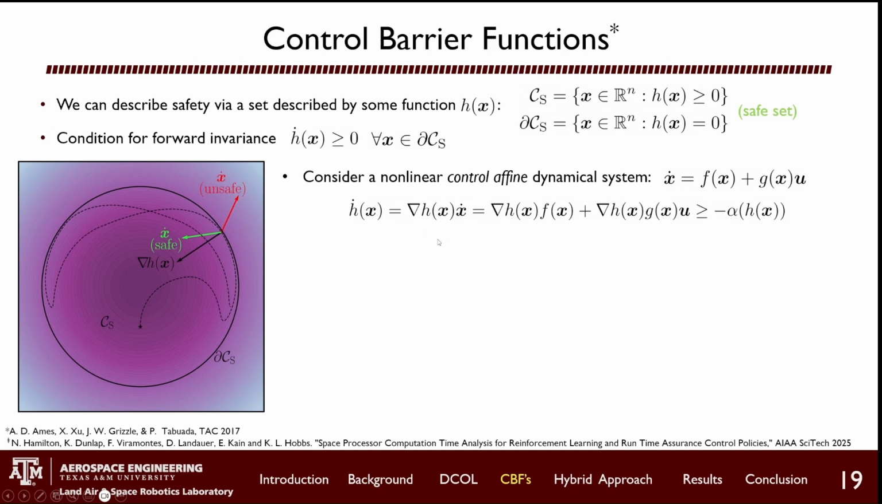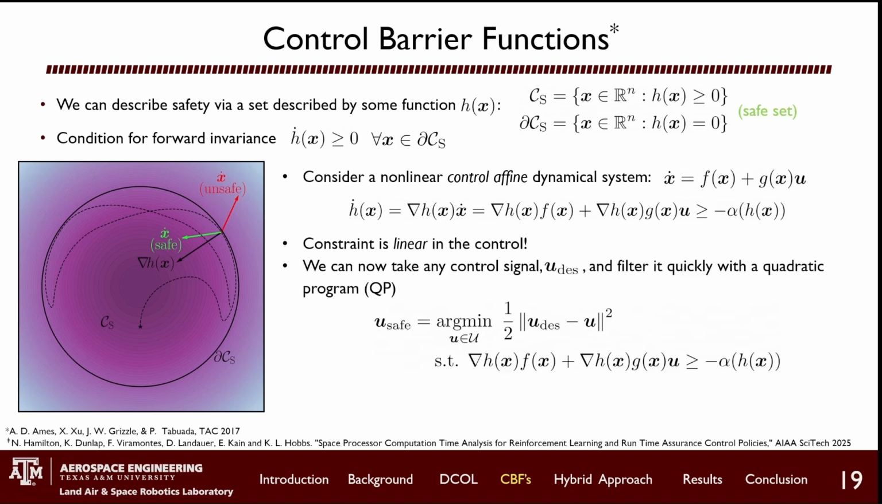And we find that because of this control affinity in the system, the constraint is actually linear in the control. And so this is really nice because now we can take any control signal, this U desired, and filter it very quickly with a quadratic program, for example, because we've basically converted our state constraints that we designed into convex control constraints because of that affinity.